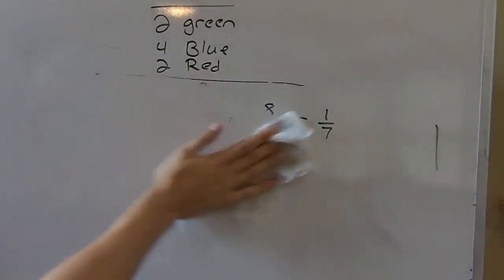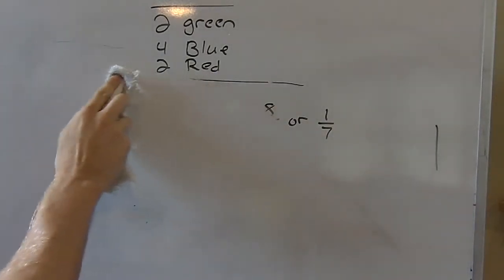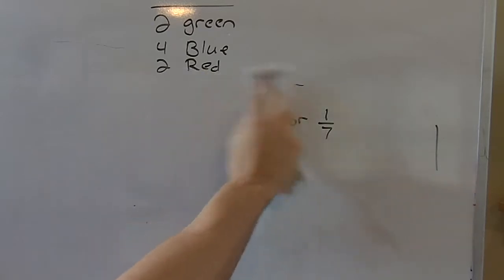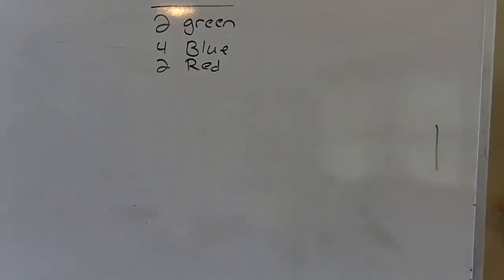Hi, I'm Mr. Kangas, and today we're going to be taking a look at Chapter 12, Section 10, Composite Events, Probability of Composite Events. And in this video, in particular, we're going to be taking a look at what happens when you find the probability of two dependent events. So these are events that depend on each other.